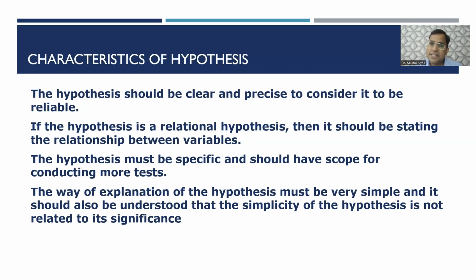Then, if hypothesis is a relation hypothesis, then it should be stating the relationship between variables, the cause and effect relationship between variables. Third, hypothesis must be specific and should have a scope for conducting more tests. So hypothesis should be very clear, it should be very specific, and it should be self-explanatory. It should be amenable to testing within a reasonable time also.